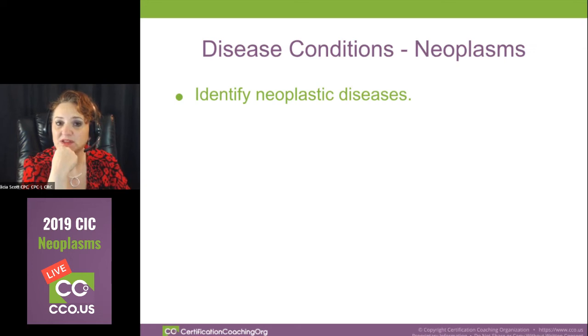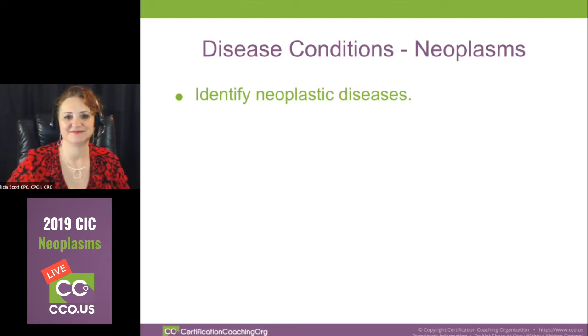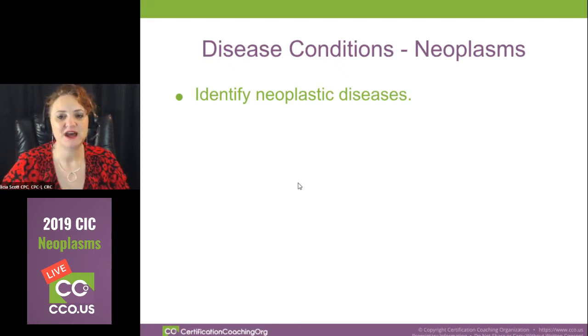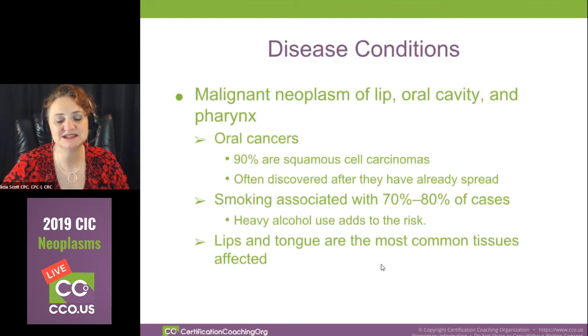What will that help you with? That'll make you a faster coder, but it will also be good for your testing, right? A 0.8 cancer is going to be overlapping sites. So if you see that in the documentation, boom, it helps you rule out. We need to be able to identify neoplastic diseases.